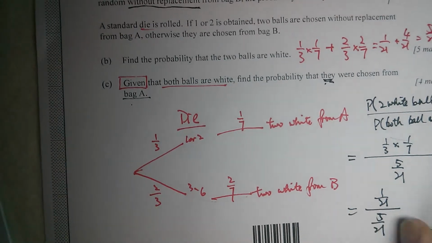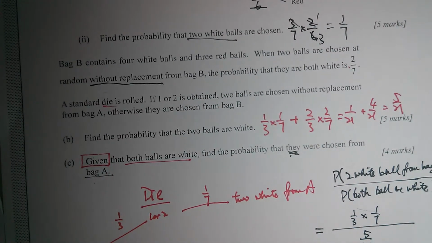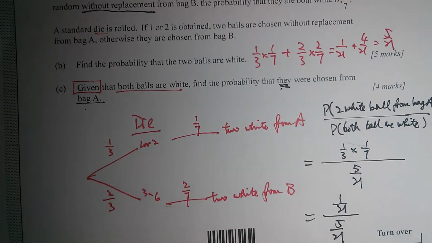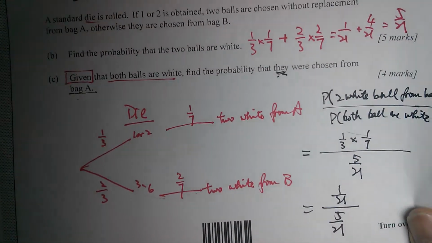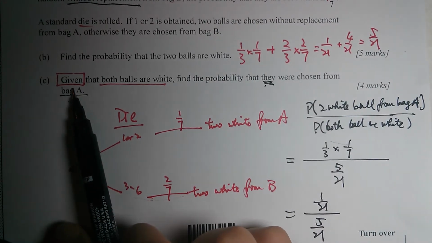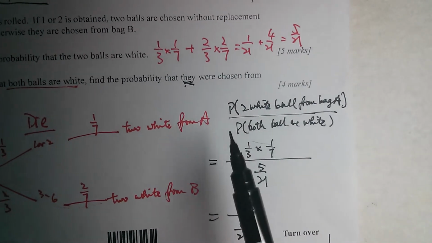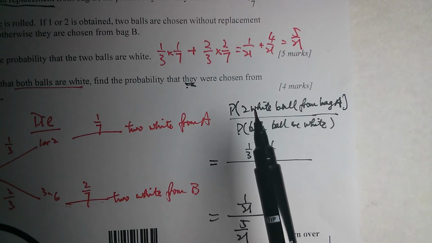So this is it. It's a really typical probability tree question for standard level. Of course, the only difficult part would probably be the conditional part, where you need to understand what to do. Okay, I hope you understand. I hope you learned something. This is it.